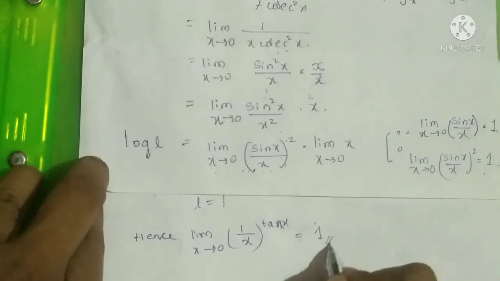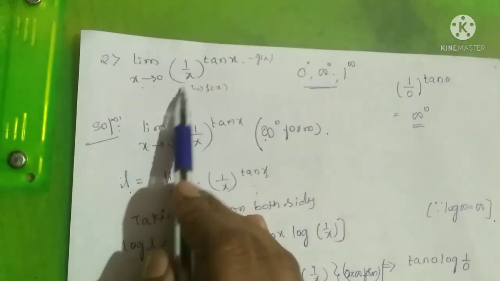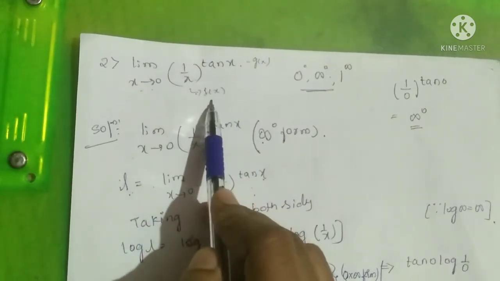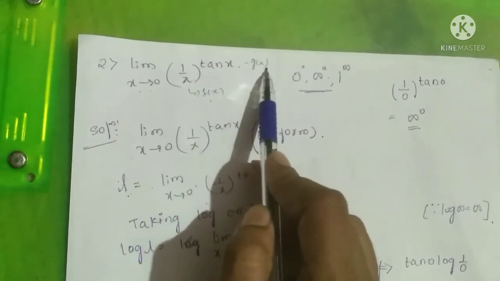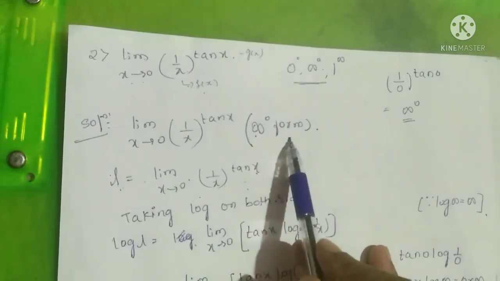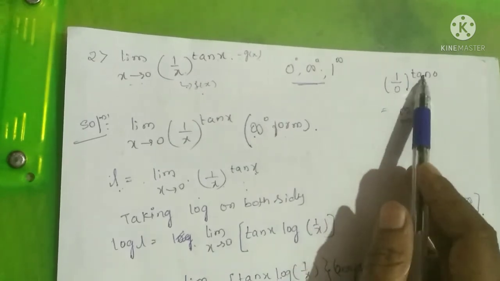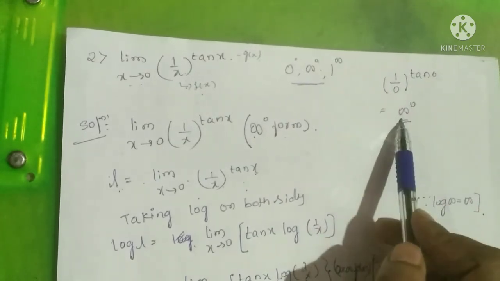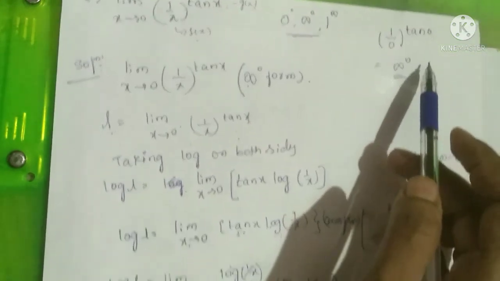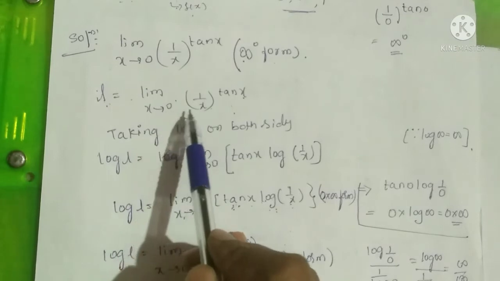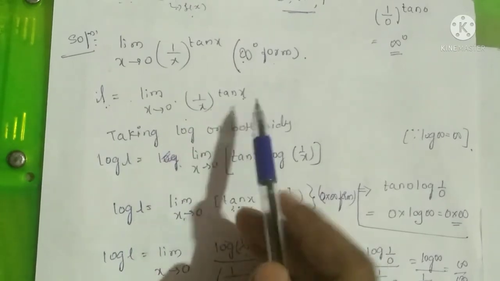Hence the proof. So limit x tends to 0, (1 divided by x) whole to the power of tan x you have. Here 1 by x is f of x. Tan x is your g of x. Since it is in the form of infinity to the power of 0, here it is (1 by 0) whole to the power of tan 0. So 1 by 0 is infinity, infinity to the power of 0 form you have. So the given term should be equated to L. So limit x tends to 0, (1 by x) whole to the power of tan x.